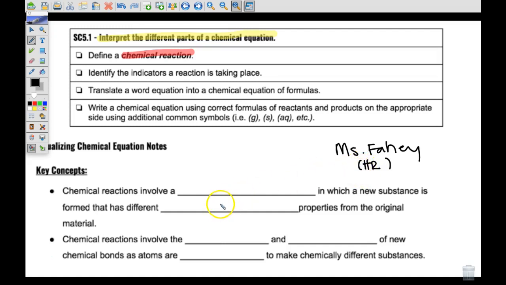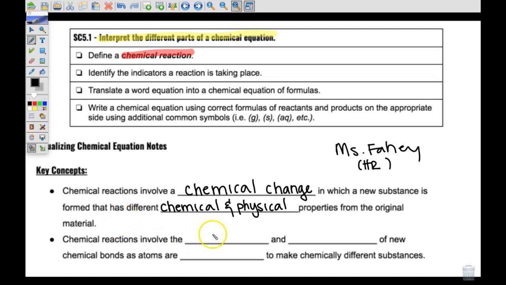So as we progress in our study of chemistry, there are two key concepts that we must accept not only as fact, but as the basis of all knowledge moving forward. The first is that chemical reactions involve a chemical change. And in that chemical change, a new substance is formed that has different chemical and physical properties from its original material. So in other words, we are making new things or creating new things utilizing chemicals known as reactants.